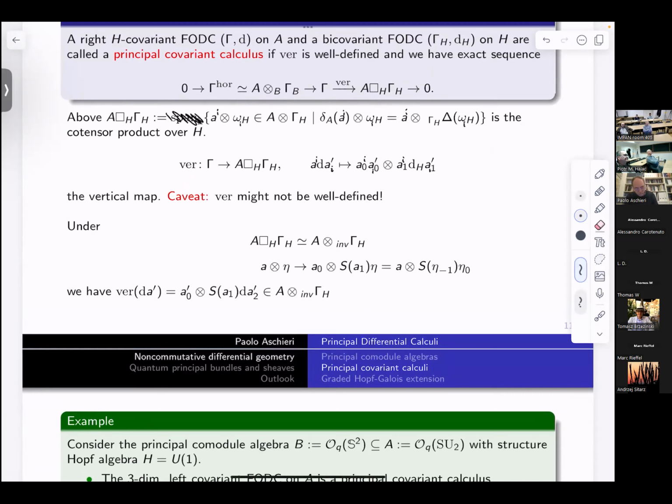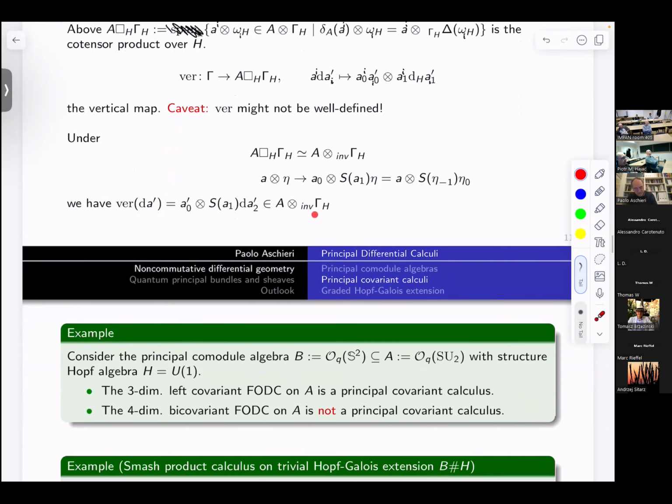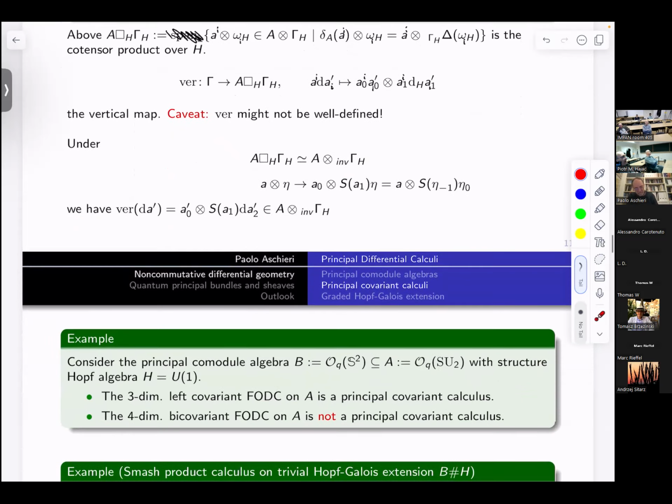So a slightly equivalent way of presenting this sequence is to recall that there is an equivalence between the cotensor product and the tensor over the base field of A with left invariant one forms on the group. And here is the explicit expression of the map. As we were discussing a few pages before, this is an A-bimodule map, provided that the left action is simply multiplication by A in the first factor, and here is the codiagonal action. And in this sense, under this isomorphism, the vertical map reads like that.